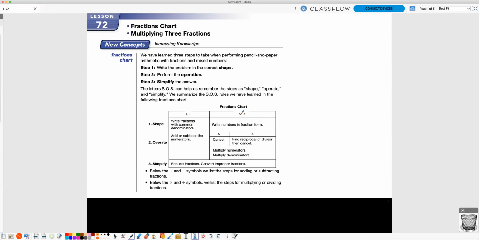Below the multiplication and division symbols, we see that you would write the numbers in fraction form. If it's multiplying, you would cancel those out. If you were dividing, you need to find the reciprocal of the divisor and then cancel it. And then you would multiply the numerators and multiply the denominators, and then end with what we should always end with, reducing fractions and converting improper fractions.